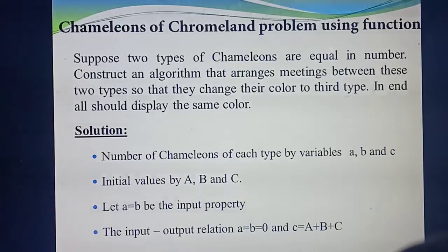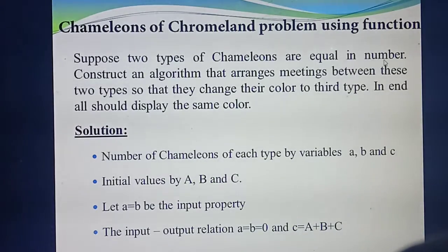Okay, this is important. So, the Chameleons of Chromeland problem using functions. The same thing you have studied in 11th standard also. So what does the problem say? Consider Chameleons. You can take two types of Chameleons, maybe any two colors, red or blue or green or any. For example, I am taking two types of Chameleon: one is red and one is blue. Red and blue, okay. So what question are they giving me?